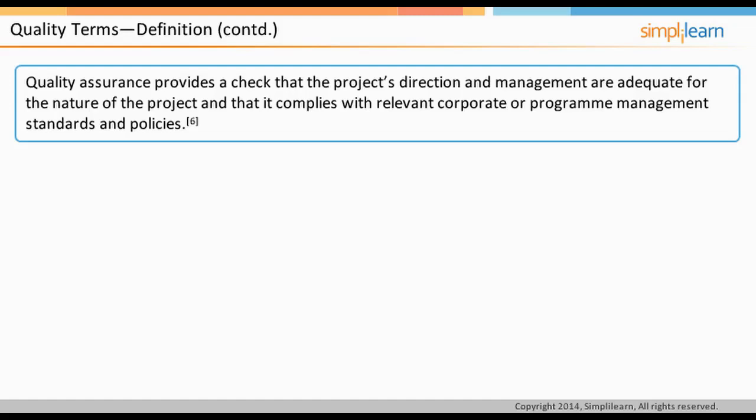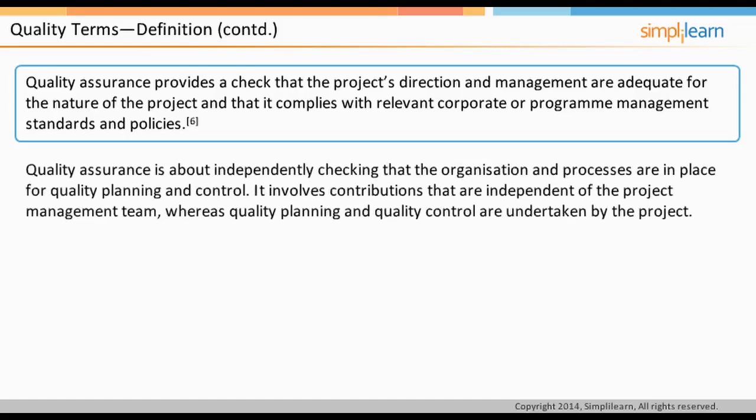Quality assurance is about independently checking that the organization and processes are in place for quality planning and control. Quality assurance involves contributions that are independent of the project management team, whereas quality planning and quality control are undertaken by the project. In the following screen, we will compare project assurance with quality assurance.